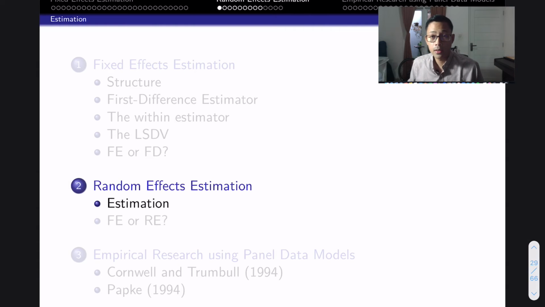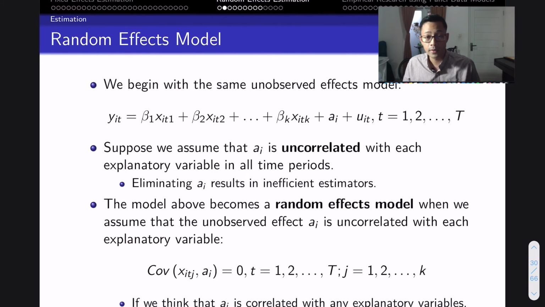Now let's take a look into the second method, the random effects estimation. Again, we're going to begin with the same unobserved effect model. This is something that we've seen in the discussion of the first differencing method and the fixed effects method. So here we have the outcome variable y. We also have the explanatory variables of interest, x1 until xk. We also have the unobserved effect or unobserved heterogeneity, and shocks.